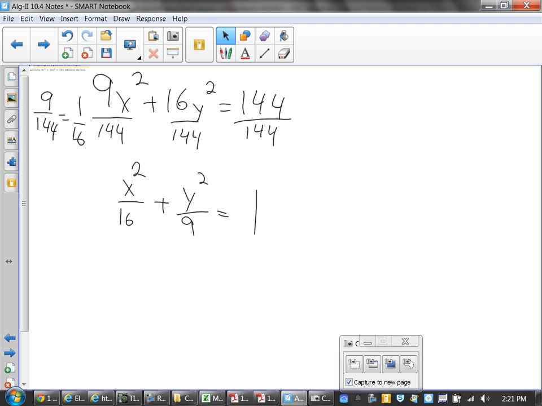Would you rather have $16 or $9? I'd rather have nine than one, I don't care. I'm just looking at the number. Oh, 16 or 9, which one's bigger?